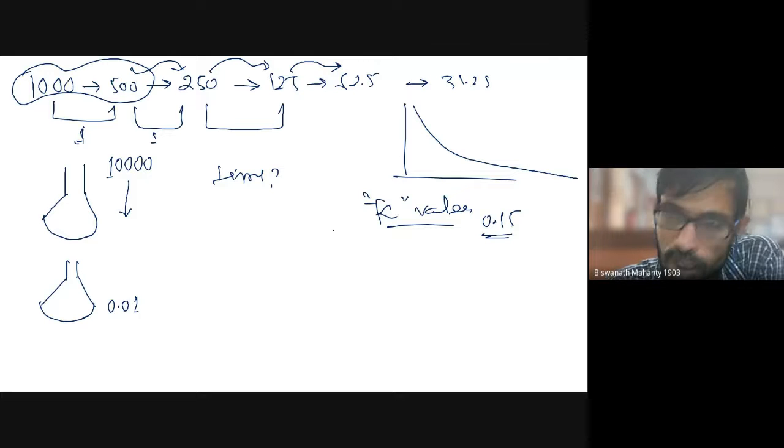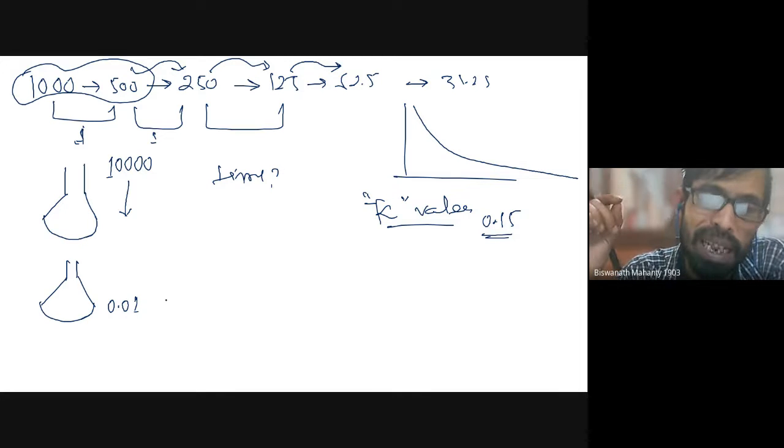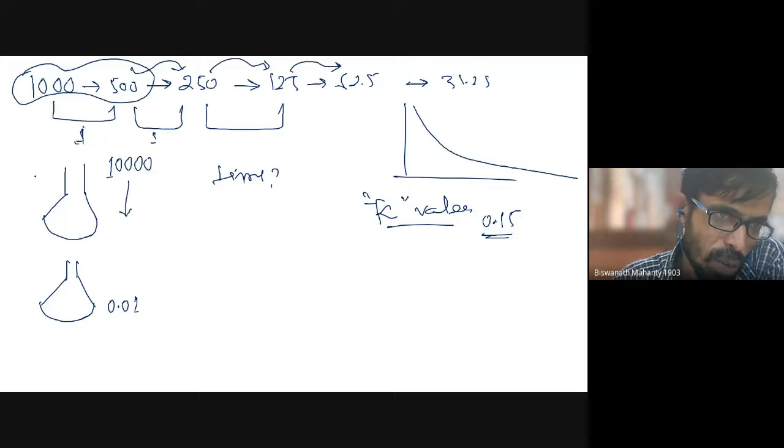You see, 0.01 is not practical, but it has a meaning. 0.01 means out of 100 batches, in one case, I will find one bacteria. So I am talking about only one flask.